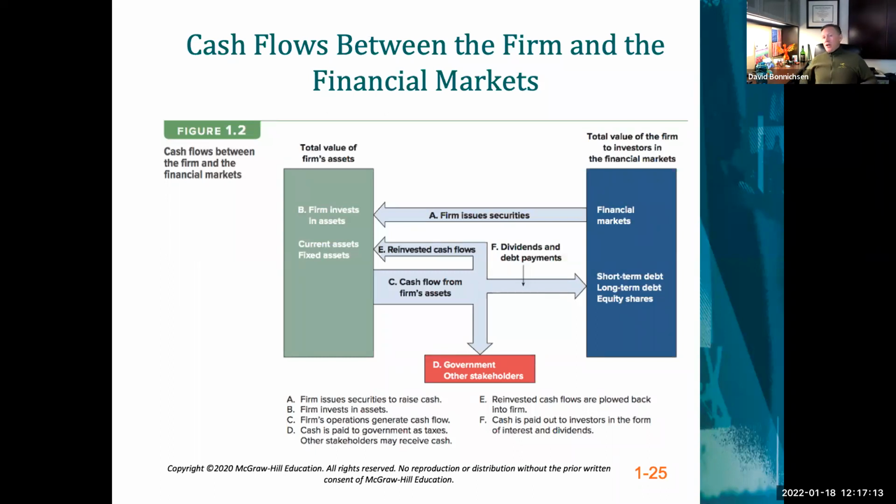And within those assets, we have current assets, so things like the cash that we might retain. We have accounts receivable. We have some inventory. So current assets. And then we have long-term assets, or what we call fixed assets, the assets that we use in order to generate revenue. And when we use those assets, both current and fixed, we bring cash into the business in the form of what's called cash flow from the firm's assets.